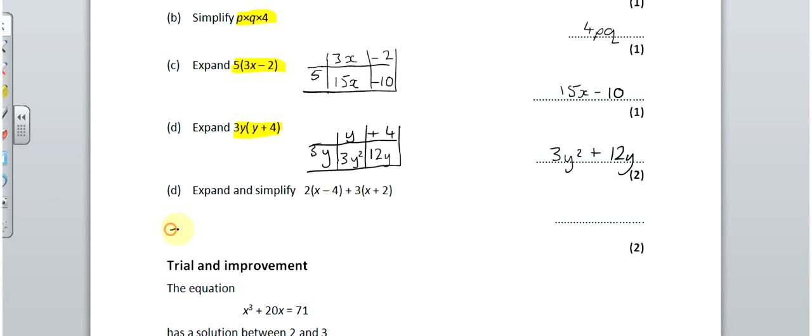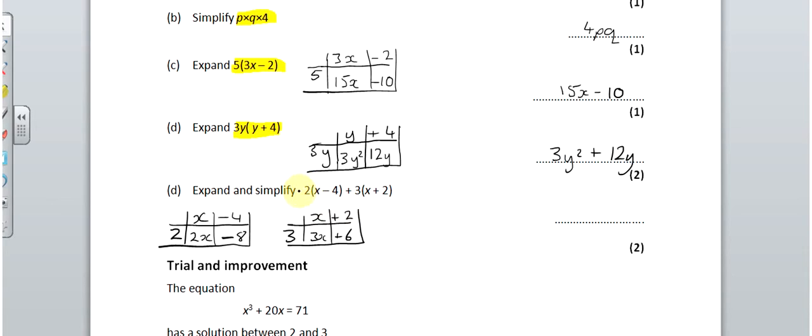So first of all, I'm going to do a little grid for the first one. So 2 times x minus 4, which hopefully you're thinking is 2 times x is 2x, and 2 times 4 is 8, but it's 2 times minus 4, so it's minus 8. Now the second bracket here, 3 times x plus 2. So that's 3x, and it's plus 6, because that's 3 times 2.